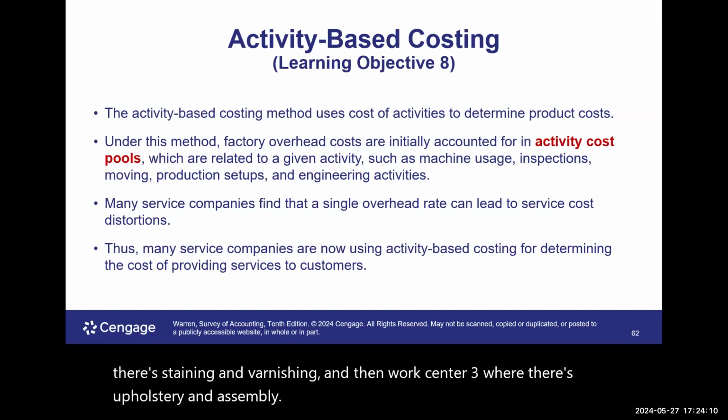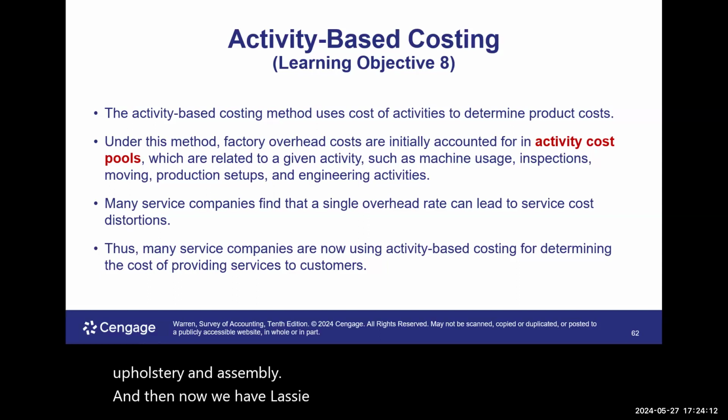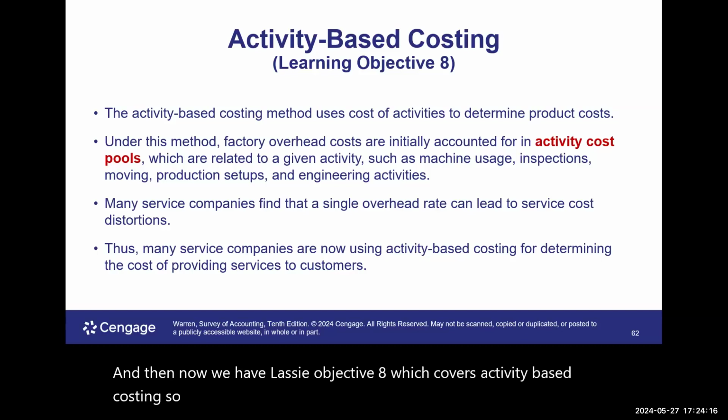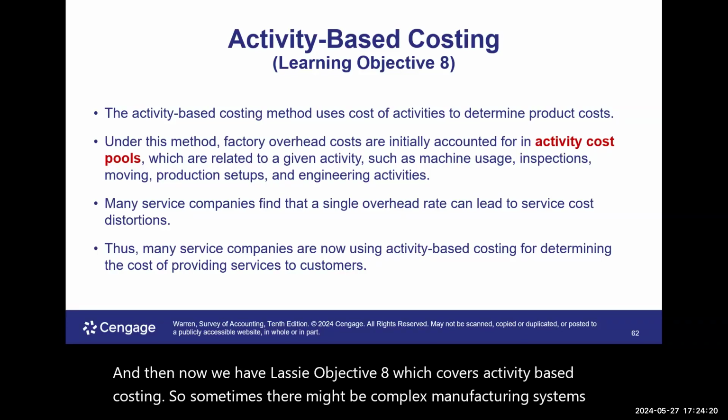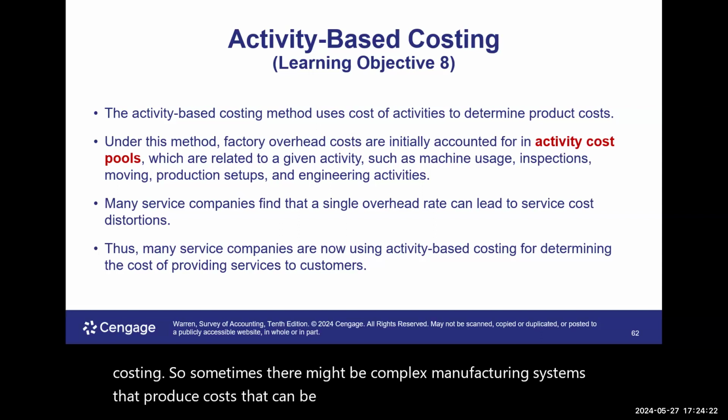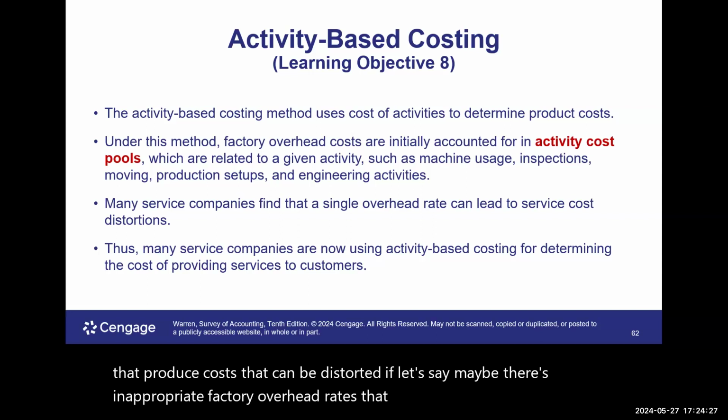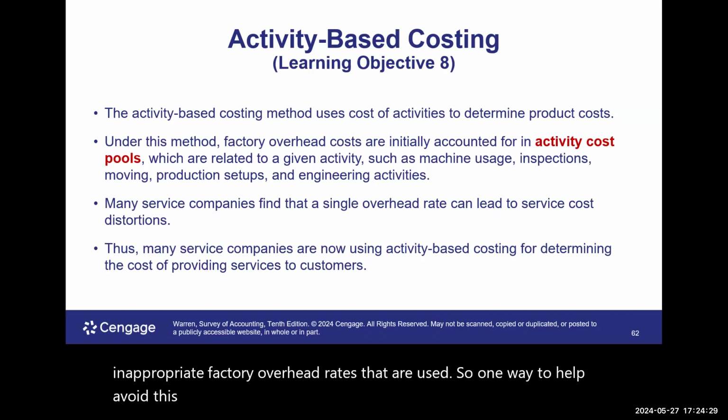And now we have lastly objective 8, which covers activity-based costing. Sometimes there might be complex manufacturing systems that produce costs that can be distorted if, maybe, inappropriate factory overhead rates are used. So one way to help avoid this distortion is by using this activity-based costing method.